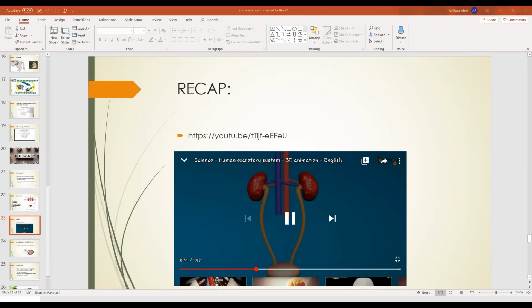In short, the human excretory system comprises kidneys, which are a pair of reddish bean-shaped organs, 2 tubes called ureters, a urinary bladder that stores urine, and a urethra which passes out the urine.